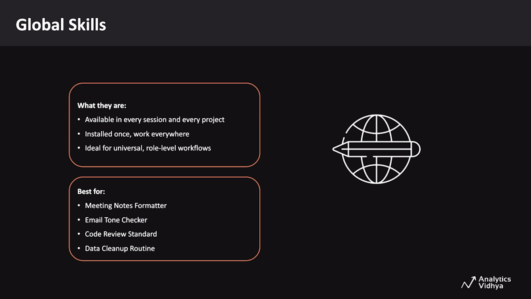This simple framework will guide you in choosing the right skill for your needs. Let's start with global skills. These are skills that are available across all projects and sessions. Once installed, a global skill works everywhere, making it ideal for universal workflows that apply to your role as a whole. For example, a meeting notes formatter or data cleanup routine. These types of tasks should be global skills because they are relevant no matter what project you are working on.